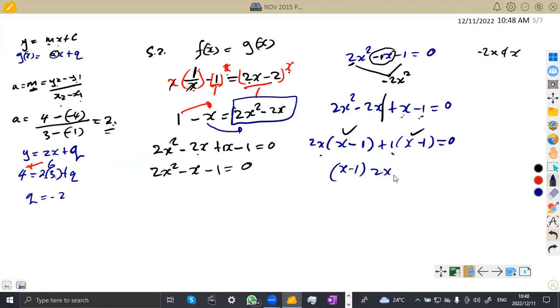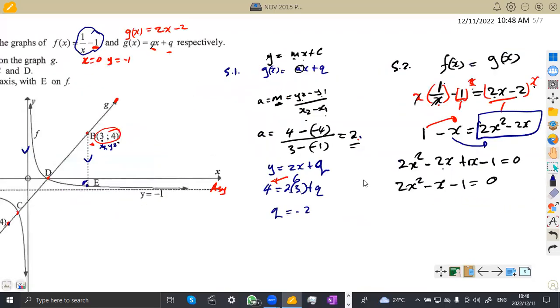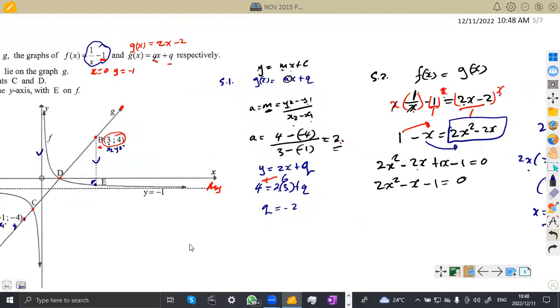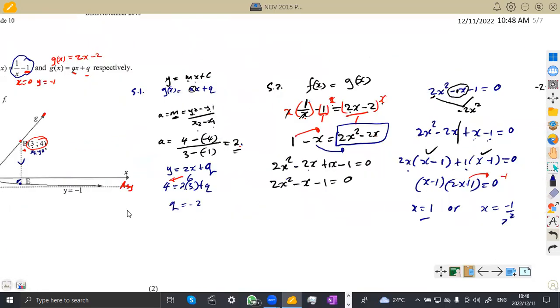Then here we've got 2x plus 1. Equate this one to 0. So that means from this part, x will be equal to 1, or 2x plus 1. So if you transpose this, it will be minus 1. You divide by 2, so x will be minus 1 over 2. So these are the values of x at the point of intersection: 1 and minus 1 over 2.